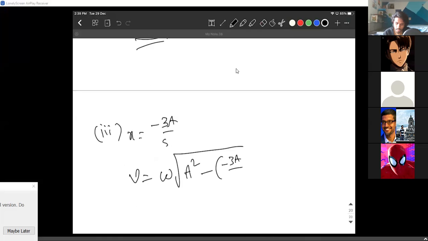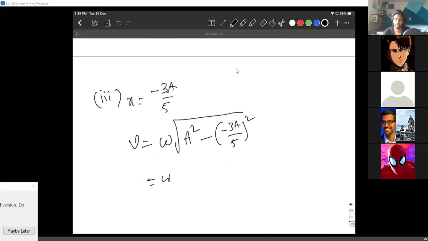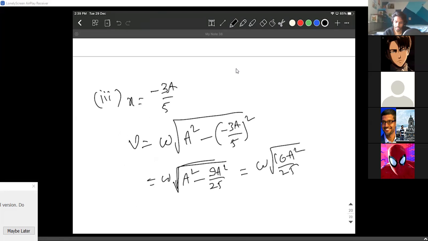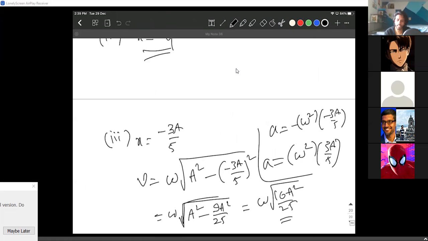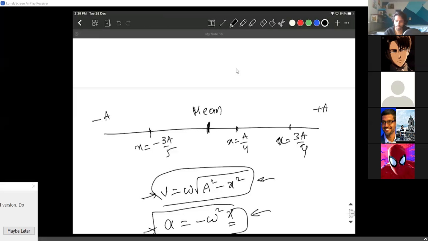So let us write it as 3a by 5. So minus 3a by 5, 16a squared by 25, sir. Minus 9a squared by 25. So you get root over 16, sir, it's 4 omega by 5. And again, for acceleration, I put minus omega squared into minus 3a by 5. So you'll get a positive acceleration here, omega squared 3a by 5, which means the acceleration is in a positive direction in this case. I hope you're getting it.